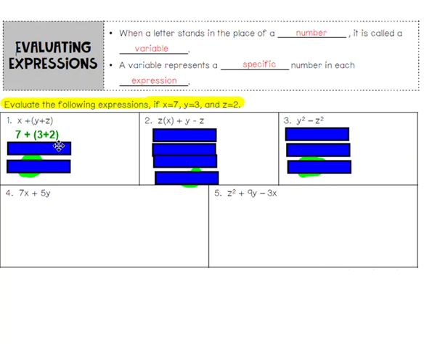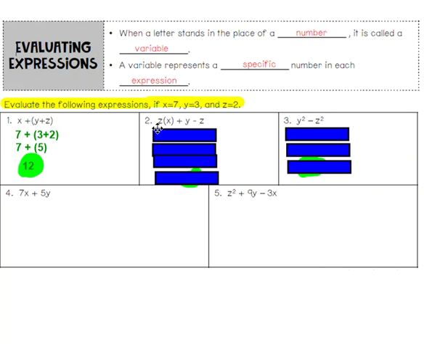And now I can see that really it's 7 plus the sum of 3 and 2. And if I go back to my order of operations, I know I should add first. So this is really going to be 7 plus 5. And when I solve it, what do I get? Yes, we get 12.